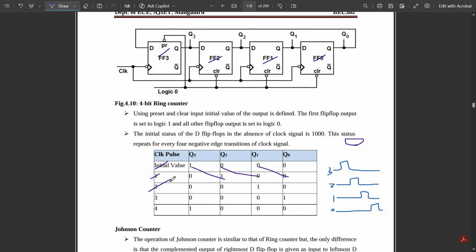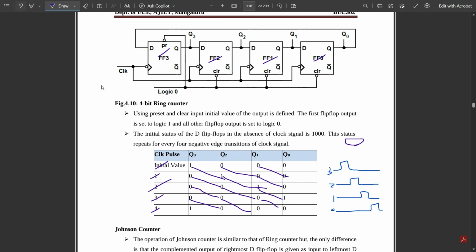For the second clock pulse, again the final 0 comes here, then this 0 comes here, this 1 comes here, and this 0 comes here. Then for the next clock pulse, again this 0 comes here, this 0 comes here, and this 1 comes here. For the final clock pulse, again this 1 comes first, then this 0 comes here. Like this, the complete ring operation happens.